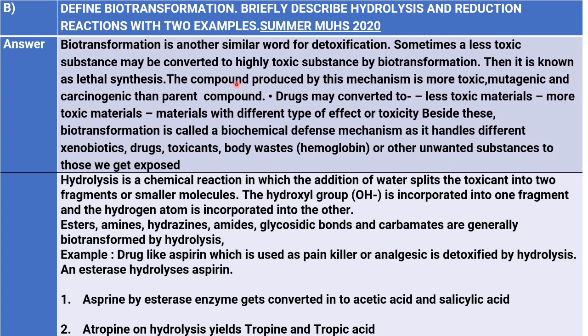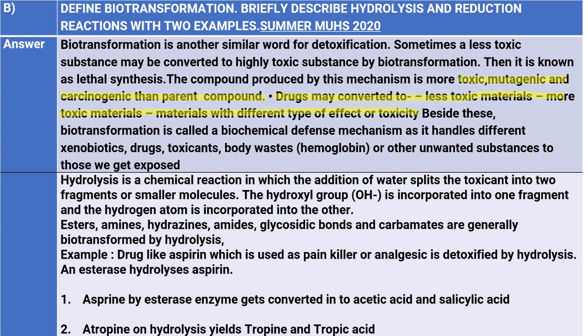The compound produced by this mechanism is more toxic, more mutagenic and carcinogenic than a parent compound. So this biotransformation is commonly used for the drugs; the drugs may convert into, ideally it should be converted to less toxic, but that compound may convert to more toxic, and that is responsible for different types of effect or toxicity.